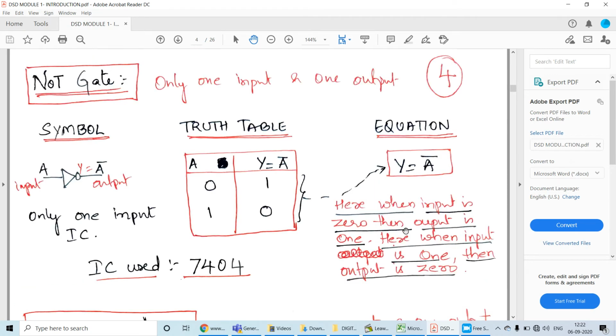Okay. Next, the third gate is the NOT gate. So NOT gate, very important, only one input and one output. NOT will never have more than one input. Similarly, it will not have more than one output. So NOT gate will always have one input and one output.